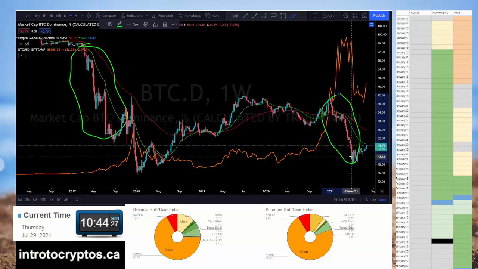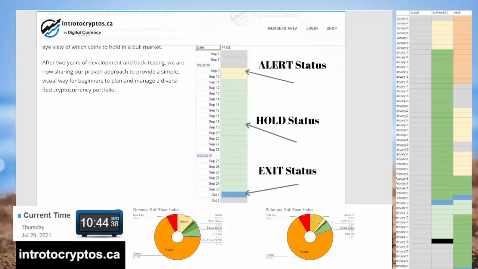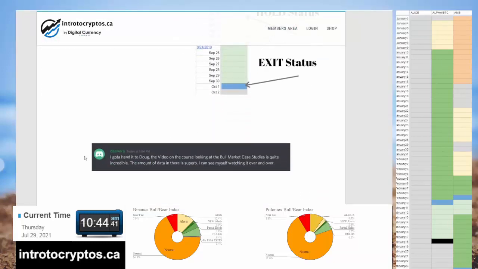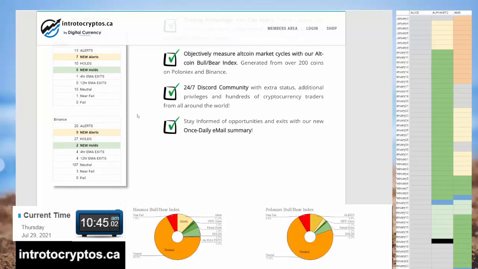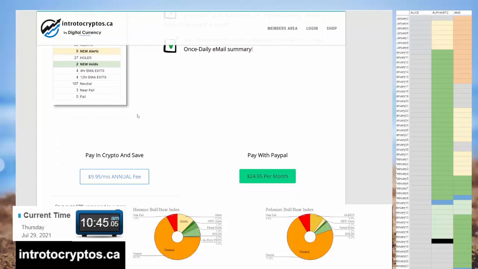So now we're going to go through the bull market watch, and I'm going to show you how this system works so well to identify when to get into cryptos and when to get out of them. You can sign up for the bull market watch over on the website. There's lots of information here. What this does is it goes through all of the cryptocurrencies on Binance every single day, and it color codes where they are according to our trading plan. And then it gives you a nice brief that shows you how many coins are in alert status, how many are new holds, so that you don't have to scan through all of the cryptos yourself. You can just look at the summary and you know exactly which coins are coming up to our alert and hold status.